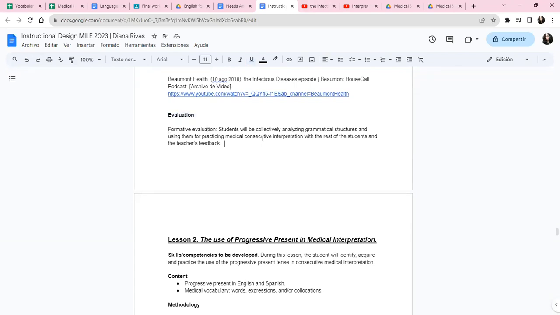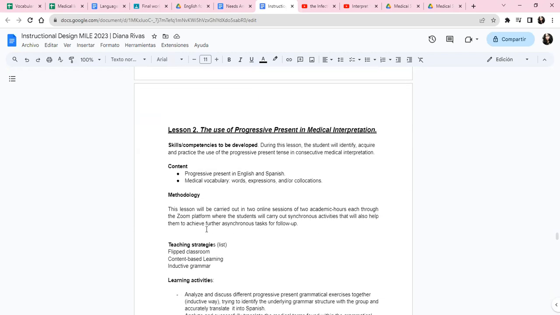For the evaluation of this lesson, it would be a formative evaluation. Students will be collectively analyzing grammatical structures, as we saw, and using them for practicing medical consecutive interpretation with the rest of the students and the teacher's feedback.